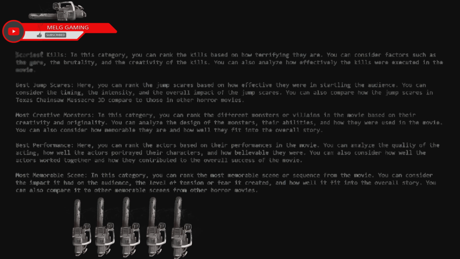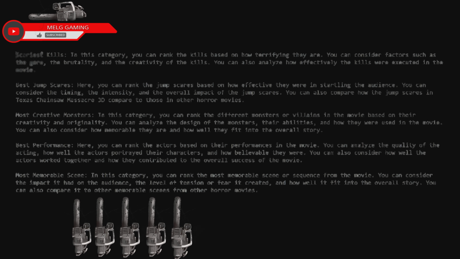The first thing we're going to be grading is the scariest kills. In this category, you can rank the kills based on how terrifying they are. You can consider factors such as the gore, the brutality, and the creativity of the kills. You can also analyze how effectively the kills were executed in the movie.